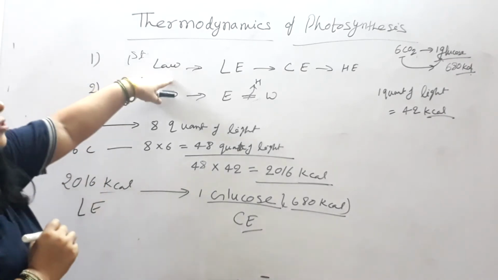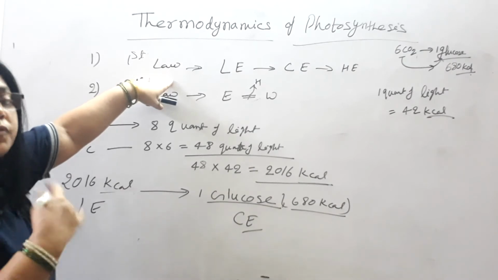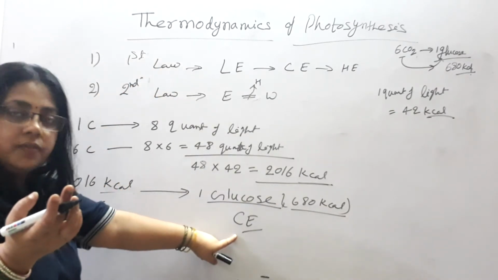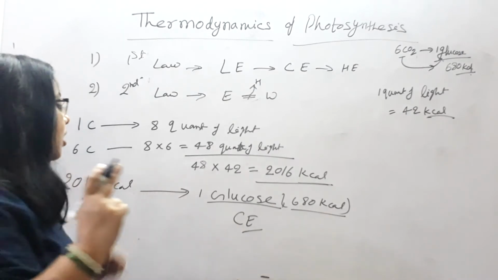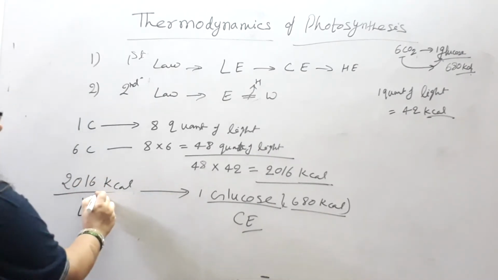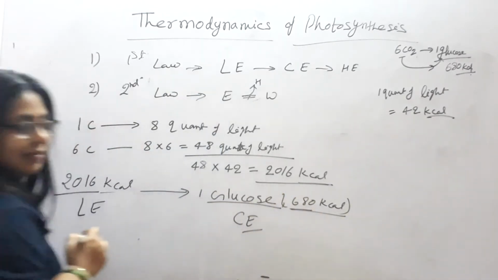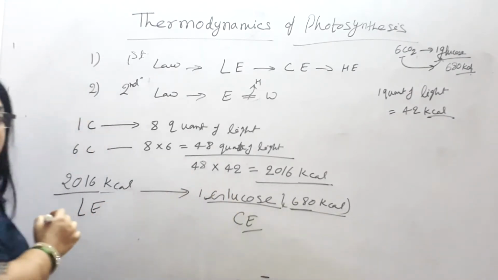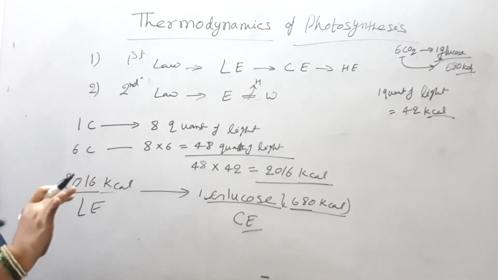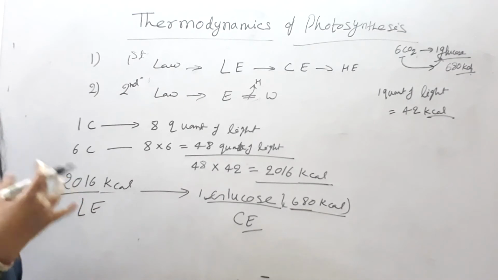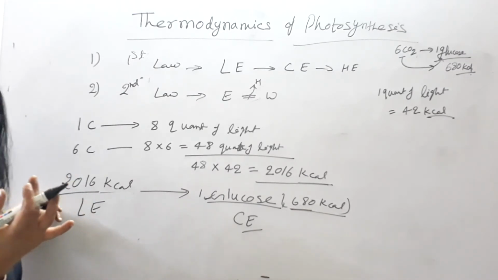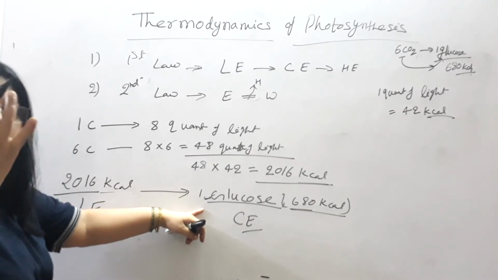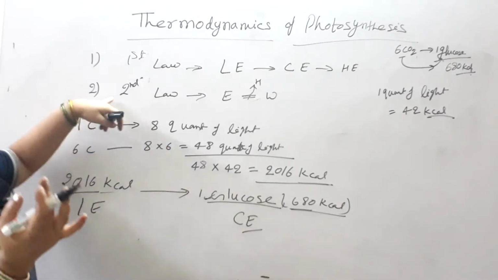Fine. This is the first law. Energy transforms, changes its form. This is the first law. And the second law: this is a huge amount of energy, but this is only 680. It means this much energy is not completely converted into work done. The work of light energy is the formation, the synthesis, of glucose. So this much energy is not completely converted into work done. Some amount of energy is dissipated in other forms of energy like heat. This is the second law.